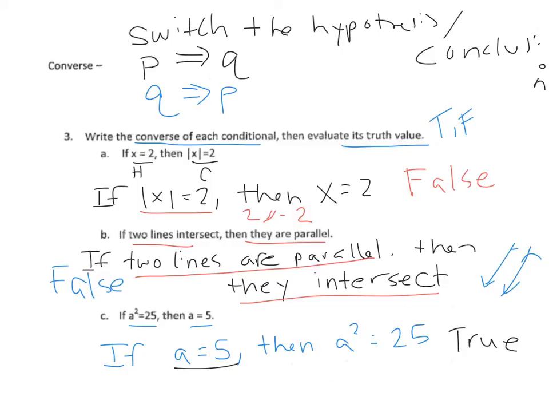However, I just need to add this, having taught algebra last year, the original statement is false. If a squared equals 25, then a could be 5 and negative 5. The original statement is false, but the converse is true.